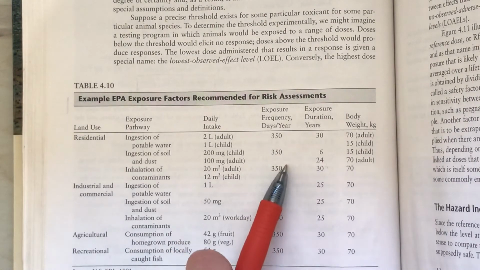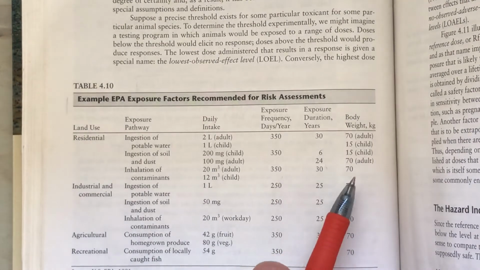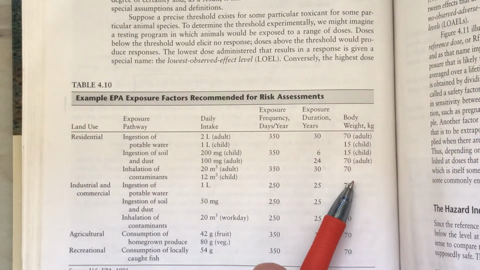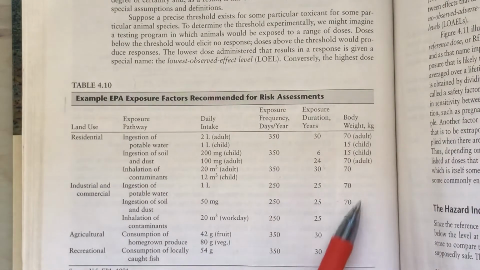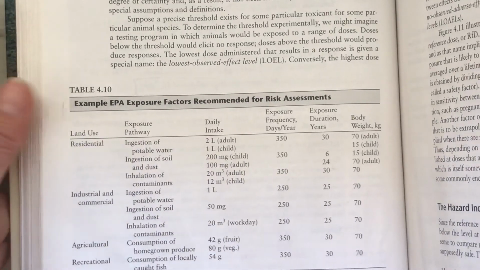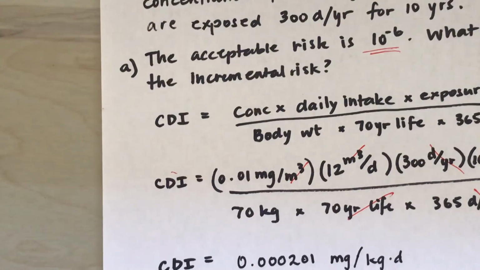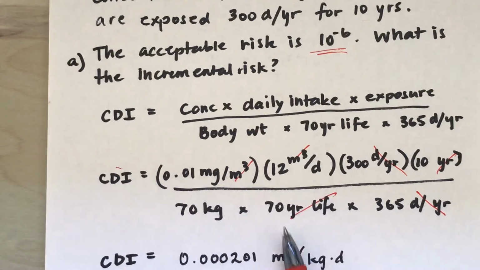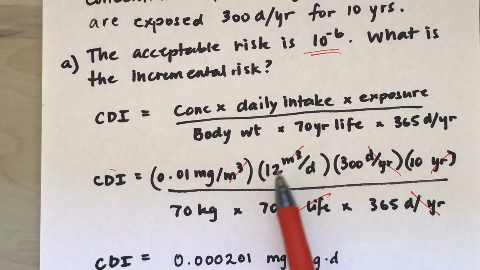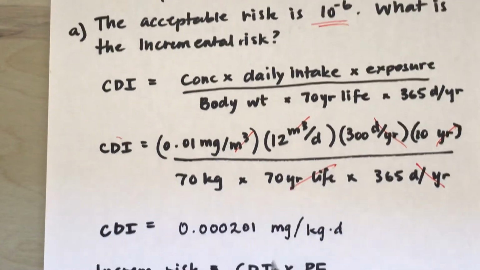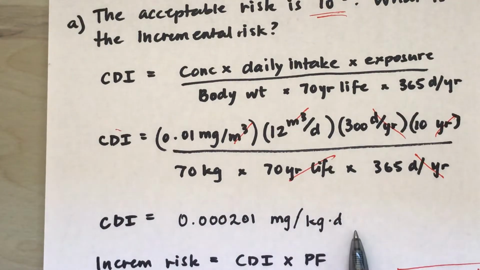We already know the exposure. We already know the years. And then for the body weight, they don't give us something specific for child, so we're going to use 70. Okay. And that would be the same for all of the others down here if it was agricultural or recreational, that are further down in the table. All right, so given 70 kilograms and then the intake rate of 12 meters cubed per day, make sure our units cancel out. We're going to be left with milligrams per kilogram day. Okay, that's our CDI, milligrams per kilogram day.